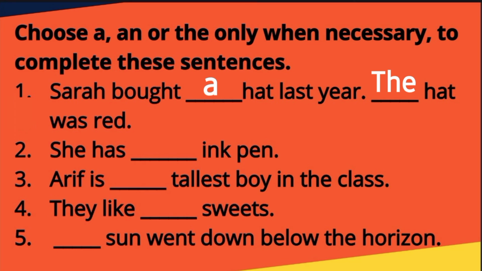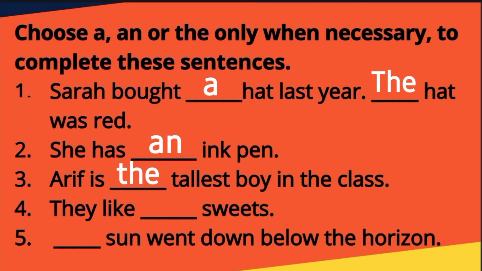Question 2. She has blank ink pen. What is the answer here? Ink begins with a vowel sound. Singular. Ink pen. So, we use, she has an ink pen. Next, we go to question 3. Arif is blank tallest boy in the class. Here, tallest is a superlative adjective. Remember? So, we use the for the superlative adjective. So, the answer, Arif is the tallest boy in the class.